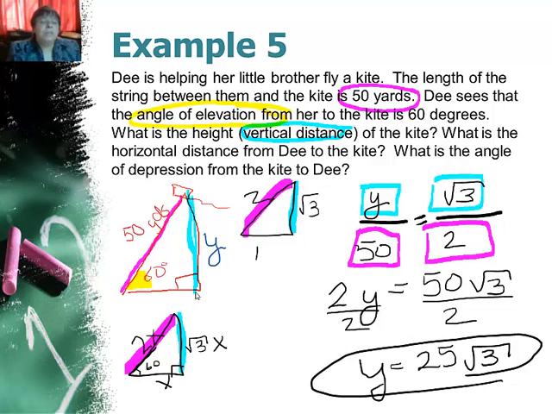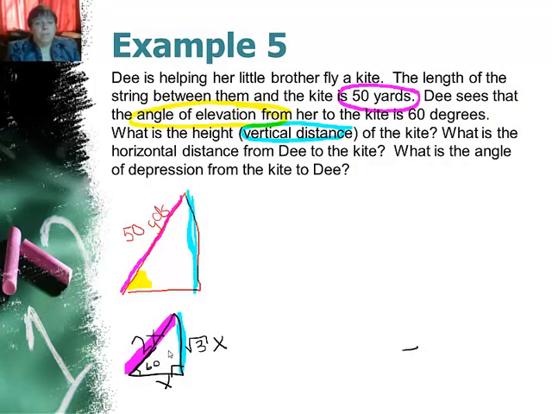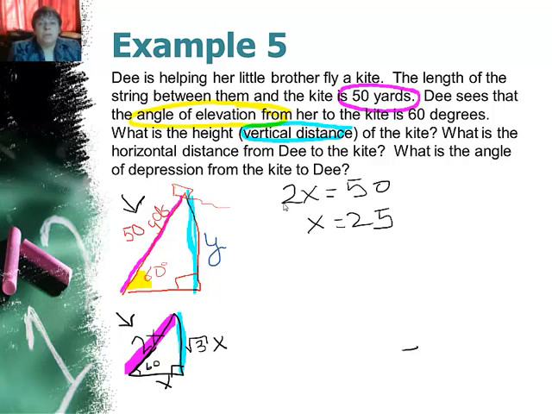So let's go ahead and do this another way, which you may find faster, with the scale factor. So this time I'm not going to worry about the 1, 2, square root of 3 triangle. I am just going to use these sides. And I say, okay, I just need to find out what my scale factor x is. So I'm going to set this equal to the 50 yards. 2x equals 50, which means x has to be 25.